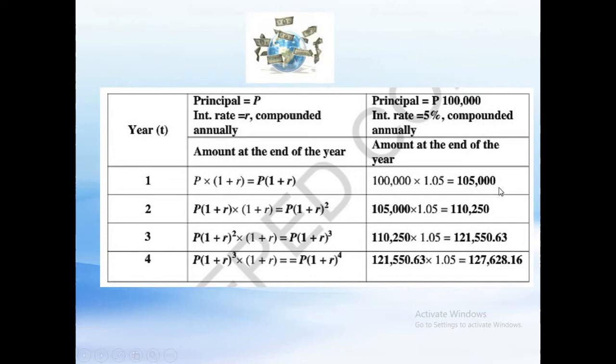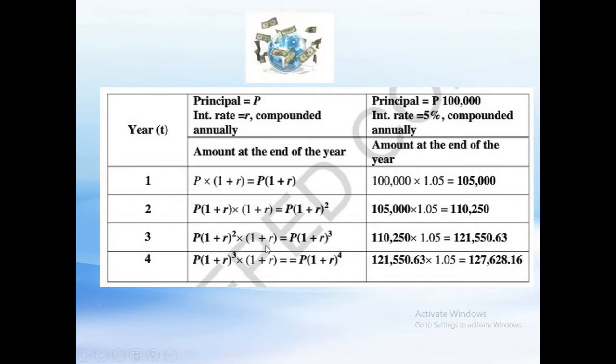The next year, or the second year, P multiplied by 1 plus R multiplied by 1 plus R. So that would be P times 1 plus R squared. So that would be 105,000 multiplied by 1.05. That becomes 110,250 pesos.